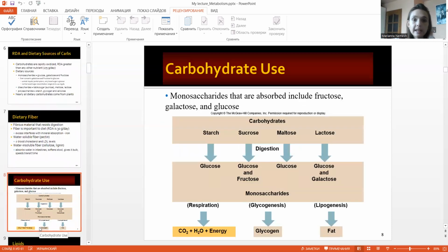So carbohydrate uses. The monosaccharides absorbed include fructose, galactose, and glucose. So we could see glucose, these monosaccharides.